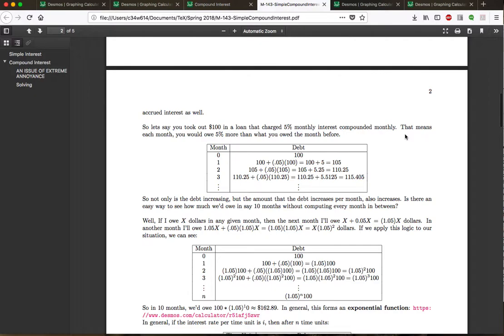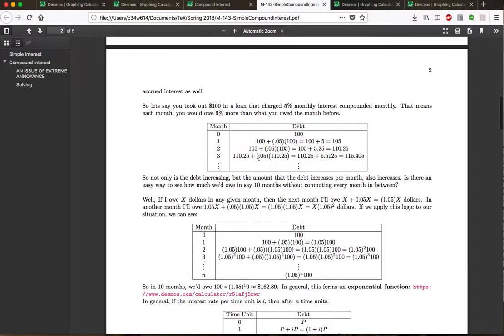The compound interest means that not only are you going to get charged 5% on your $100 here, you're going to get charged 5% of whatever you owed before. So you start at 100, and the next month you get charged 5% of that 100. So you add 5 to your debt, and so now you owe 105. In the next month, though, you're not just being charged on the 100, you're actually being charged 5% on the 105. So now you owe 110.25.